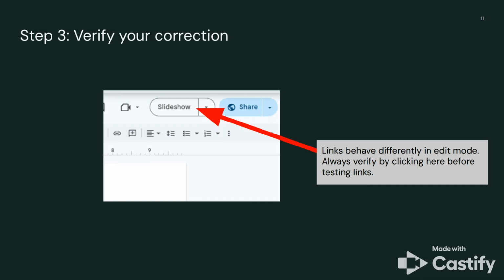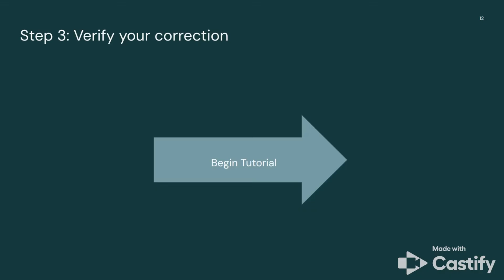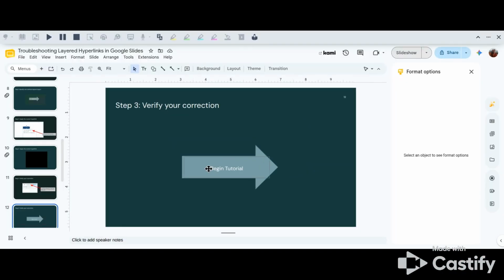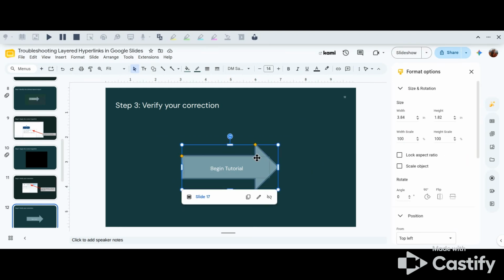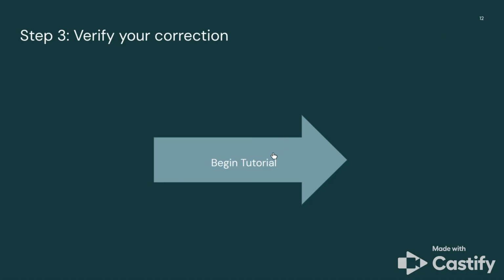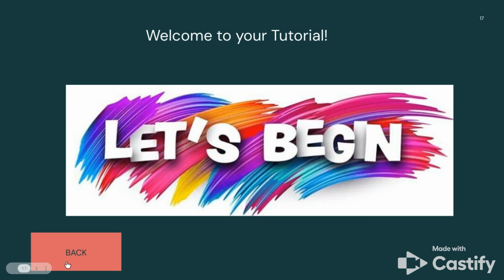The final step is to make sure we have correctly improved the clickability of our button by re-entering slideshow or presentation mode and testing the button. I can see that the link has been applied to both the object and the text box above, and that the links match. So I will now re-enter slideshow mode and click our button. And that seems to be working.